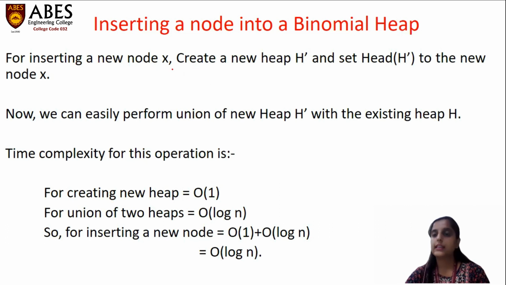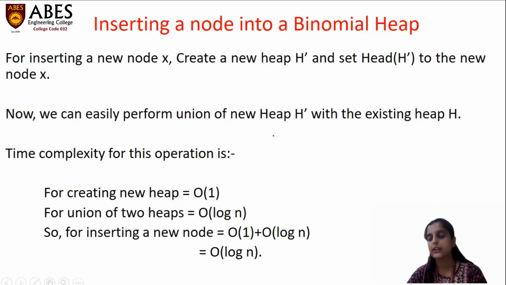Okay, now let's see what else is written. Set H dash to the new node X. But how are we going to set this H dash in the existing H? The second line says, now we can easily perform the union of the new heap H dash with the existing heap H. We already know how to perform the union operation. In the previous video, I have already covered this topic. If you haven't watched that video, go and watch it once and everything will get clear.